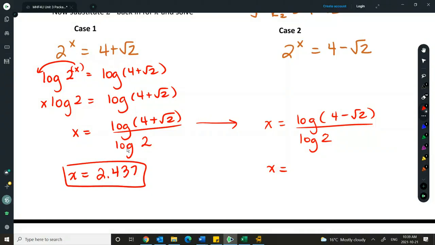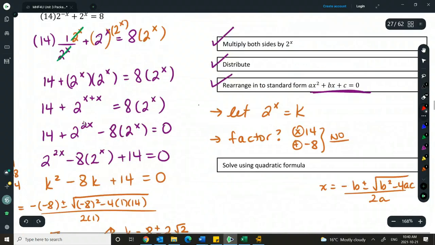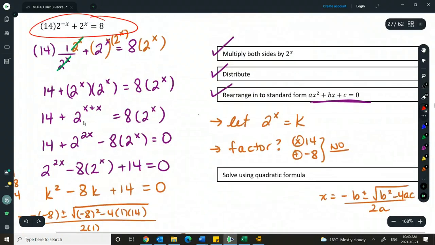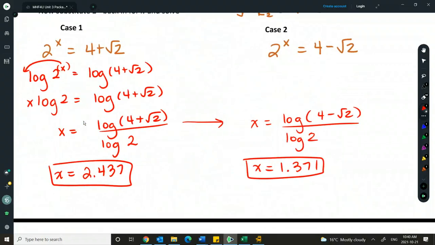Dina? 1.371. Perfect. So this one actually has 2 solutions. You can check both of your solutions again by just plugging them both right back into that original equation, the very first one that we started with, and just make sure you get 8 equals 8 when you simplify. It might be slightly off just because we've rounded the decimals a little bit here.